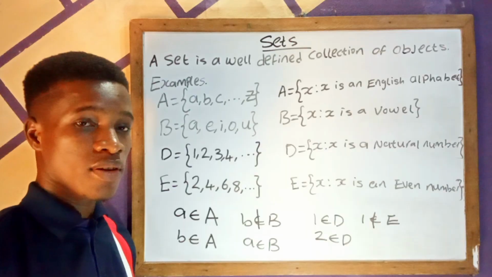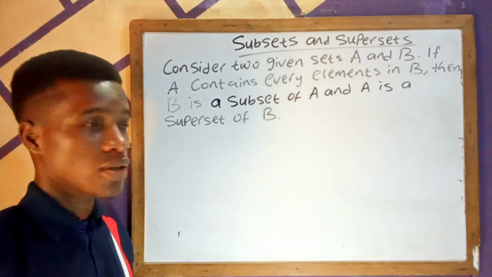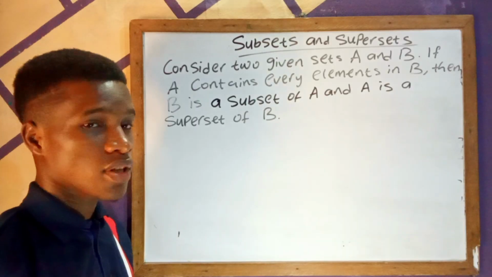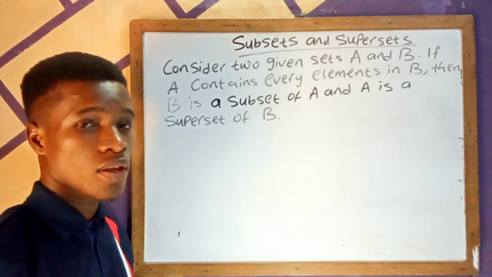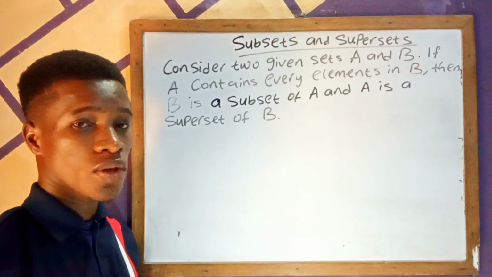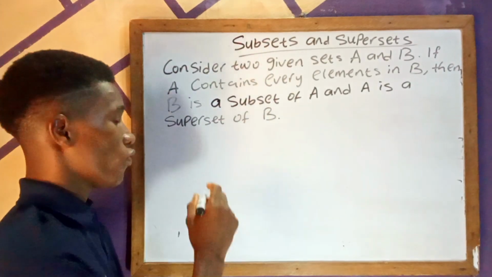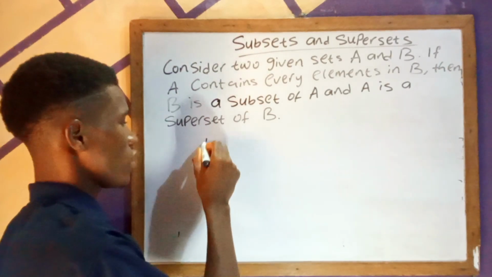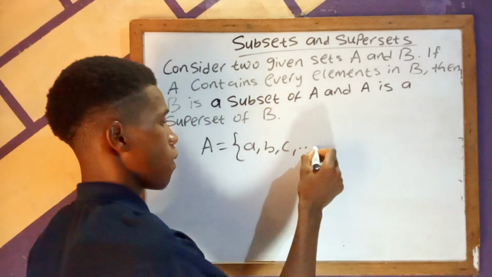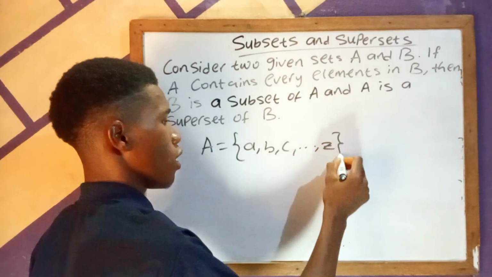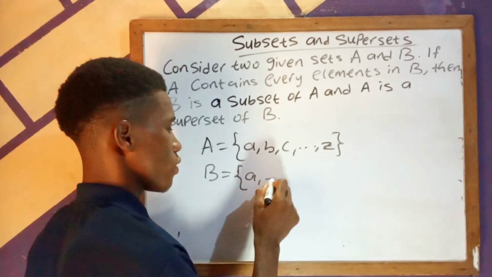Moving further, we delve into the concept of subsets and supersets. I will say that consider two given sets A and B. If A contains every element in B, then B is called a subset of A, while A is a superset of B. Now, from our previous example, we define set A as a set of alphabets up to Z. And we define set B as a set of vowels.